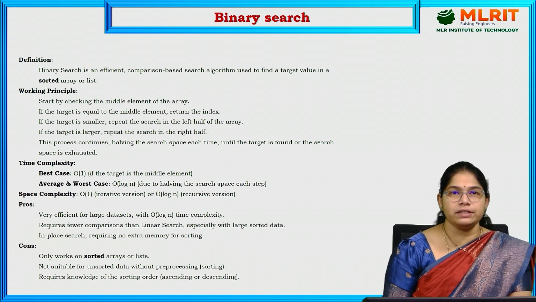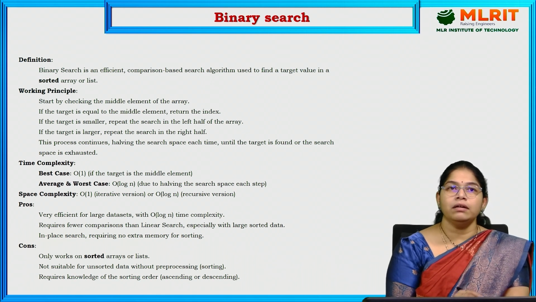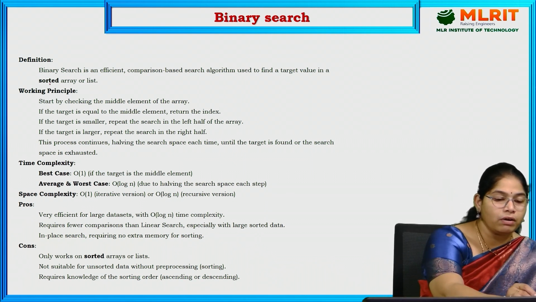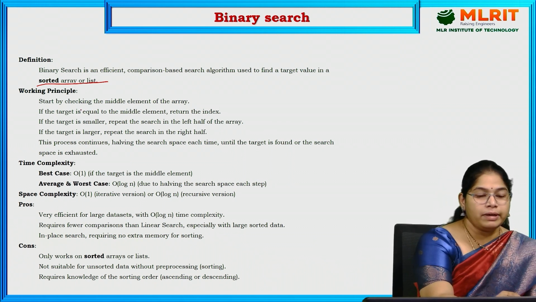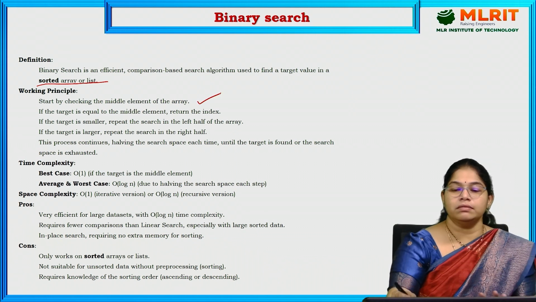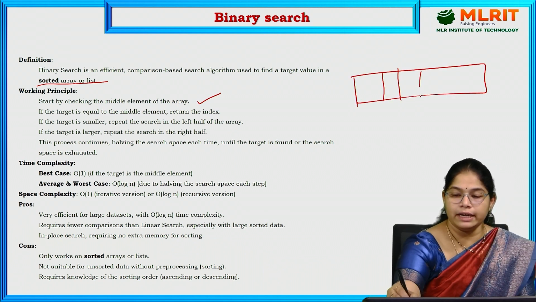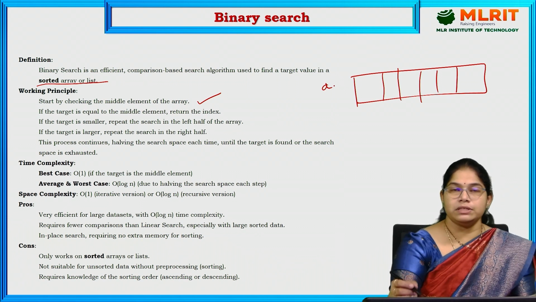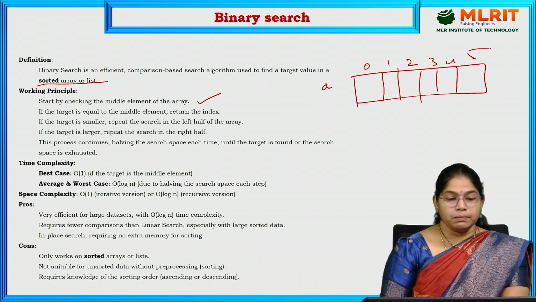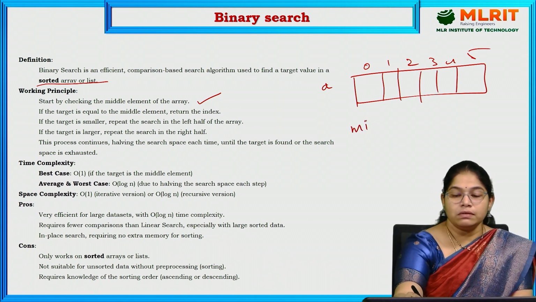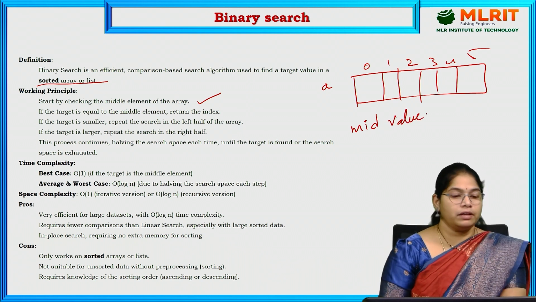But binary search technique will work only on a sorted array or sorted list of elements in an array. Working principle: start by checking the middle element of the array. If we consider this is an array, suppose the array name is A, and the index starts with 0, 1, 2, 3, and so on. First, we'll find the middle element, the mid value of the given array.